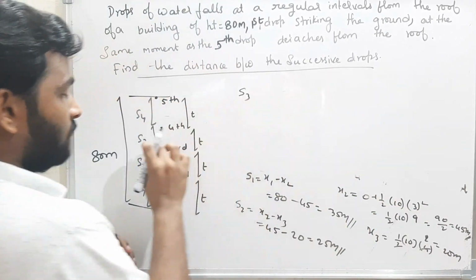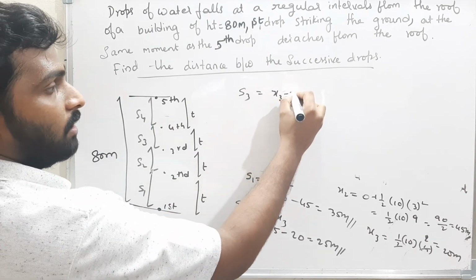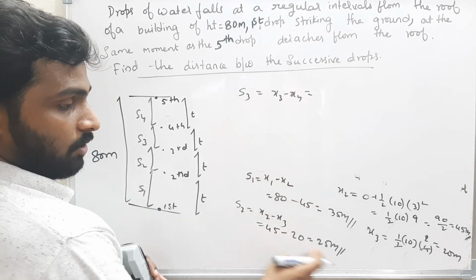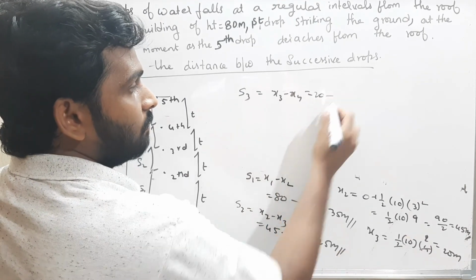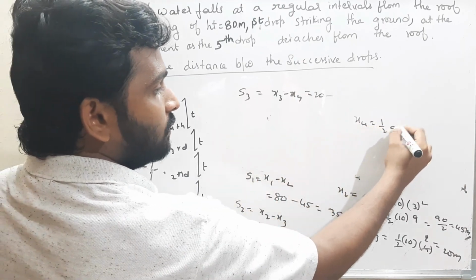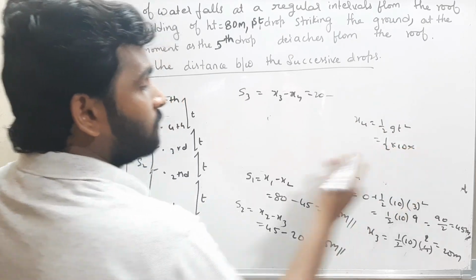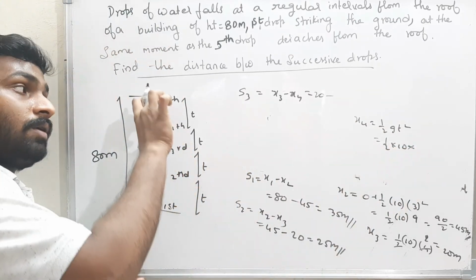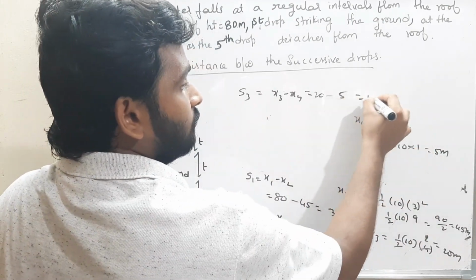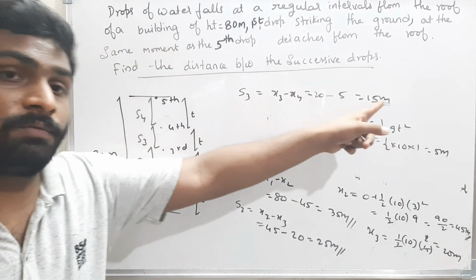That means S3. S3 is nothing but x3 minus x4. What is the distance traveled by the third drop? That is 20 meters. Minus the distance traveled by the fourth body, x4. What is x4? x4 is equal to half g t squared, since u is 0. Half into 10 into the time. The fourth drop traveled only for 1 second, therefore into 1 squared, which is 5 meters. Therefore 20 minus 5 is 15 meters. Therefore the distance between the third drop and the fourth drop is 15 meters.